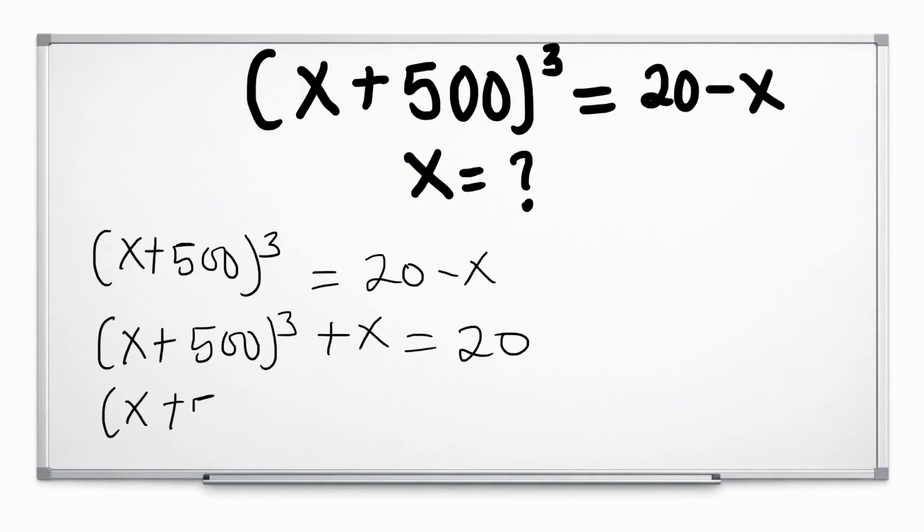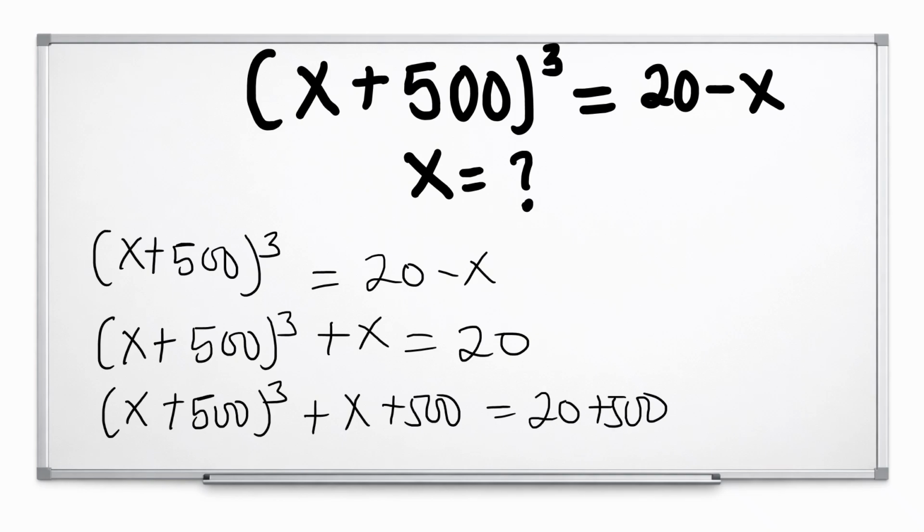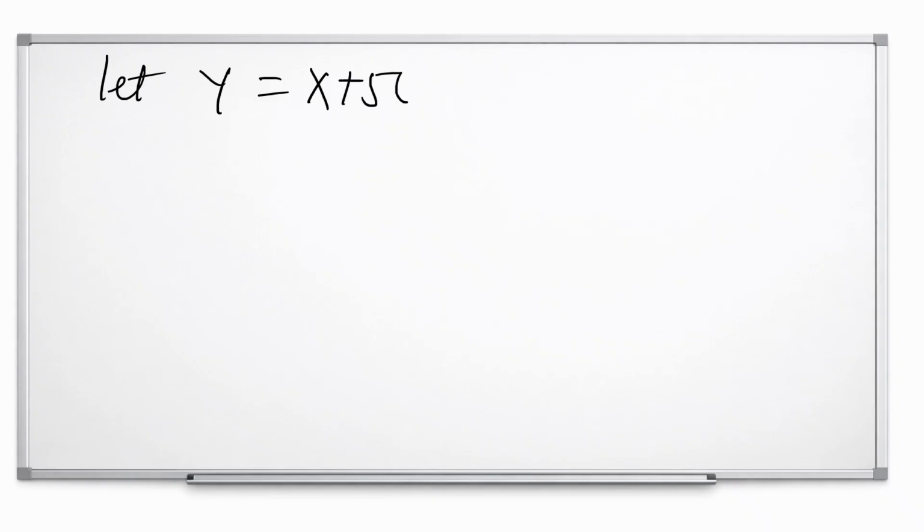Here I have (x + 500)^3 + x + 500 = 20 + 500. So what I did is to add 500 to both sides. So here we can have x + 500 and another x + 500. Next, I'm going to say let y be equal to x + 500.